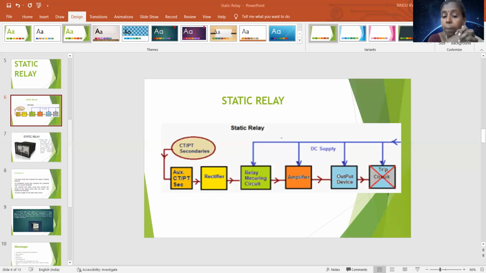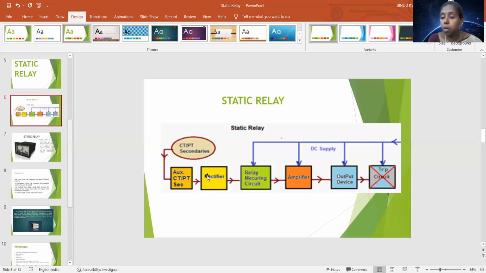Then it is given to the relay measuring unit. So here, as in the block diagram, you can see these are the CTs or PTs. The CTs or PTs are fed from your transmission line. The input is given to the primary of your CT, and the output is given to the rectifier circuit.